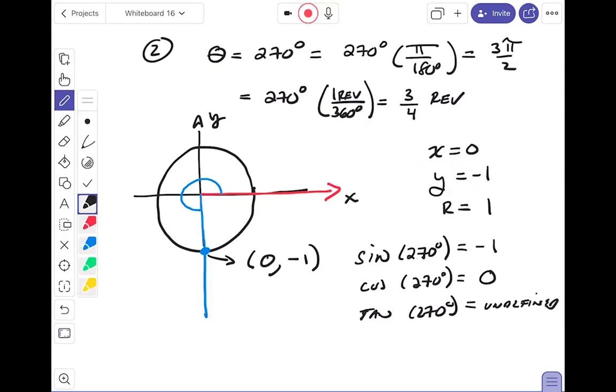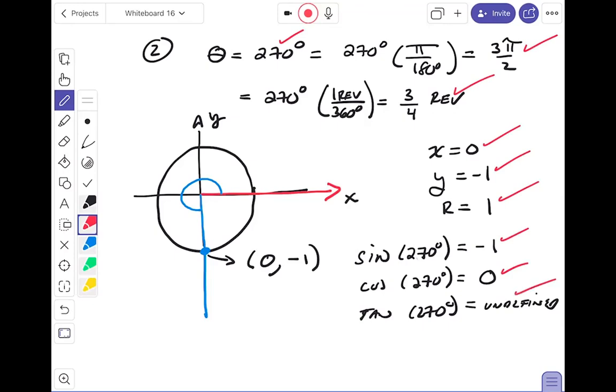Now, as you're studying, you're going to realize you're going to make mistakes. But let me get my red pen out and see how we did. I'm seeing the 270 degrees. I'm seeing the 3 pi over 2, and I'm seeing 3/4 revolution. I see the x is 0. I see the y is -1. Again, we're looking at the answer key. R is 1. The sine of 270 is -1. The cosine of 270 is 0. And they claim the tangent of 270 degrees is undefined.